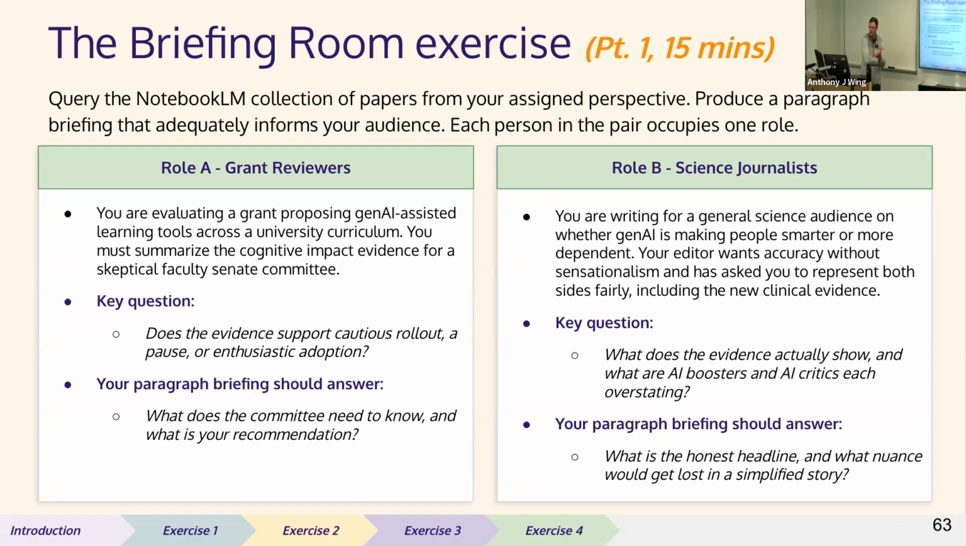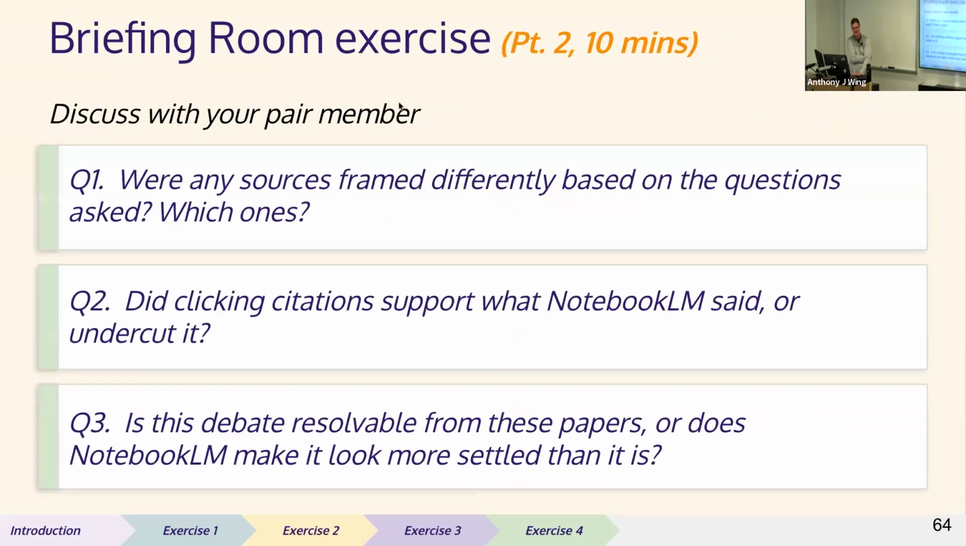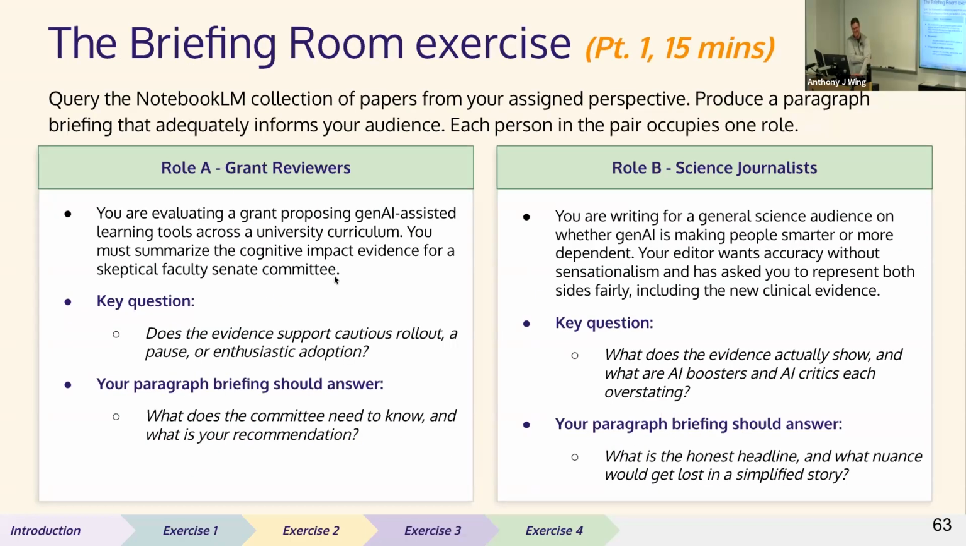So if you're a grant reviewer, you are looking at a grant proposing GenAI-assisted learning tools across a university curriculum. You must summarize the cognitive impact evidence for a skeptical faculty Senate committee. And again, these are all things that you can talk directly to NotebookLM about. The question is, does the evidence support cautious rollout, a pause, or enthusiastic adoption, right? Based on those 5 sources, which one of those does it answer? Then it should give you a briefing, or your output should be a paragraph that tells the committee what they need to know and what you recommend at the end.